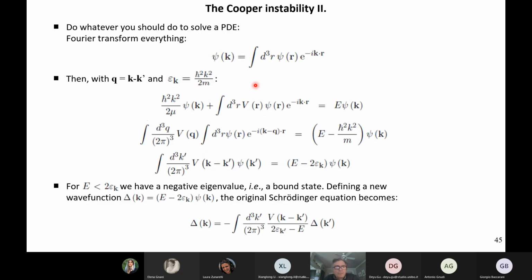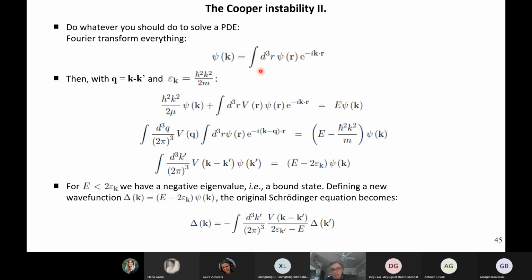Okay, nothing new here. Now, let's solve the problem. Let's Fourier transform everything, as usual, as I teach in one of the math classes that I teach to third year students. So let's introduce a wave function, which is the Fourier transform. So we go to Fourier space, psi. Let's introduce a wave vector Q, which is the difference of the wave vectors between the two electrons, and let's use epsilon K, the energy of the electron.